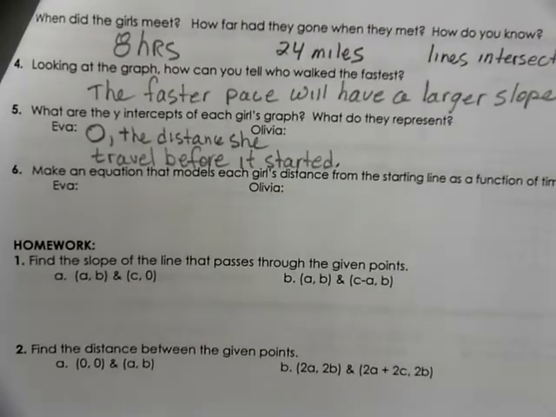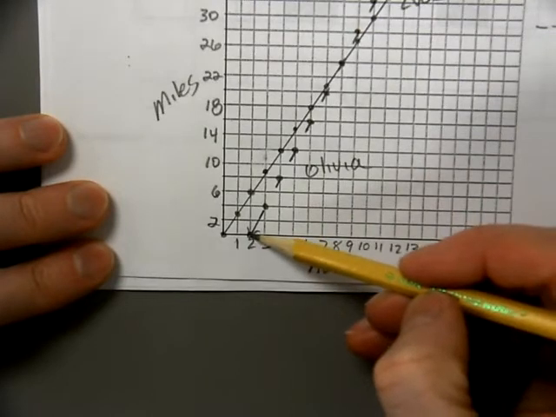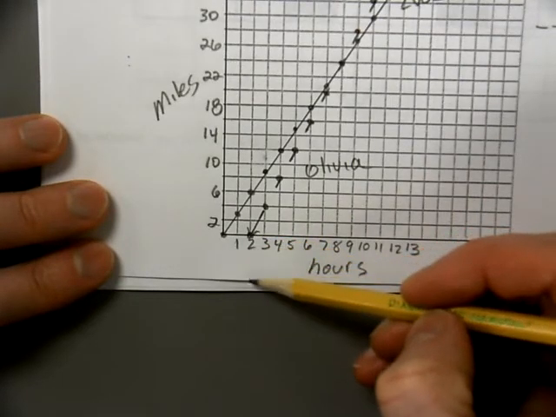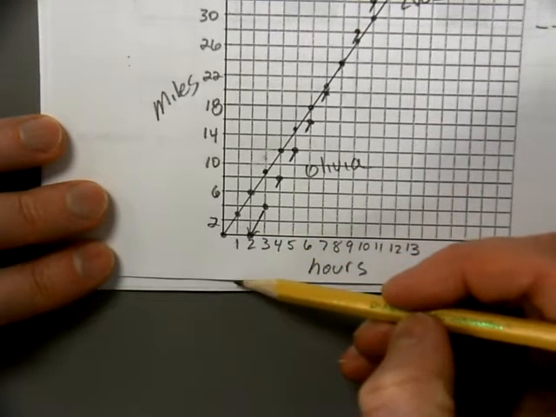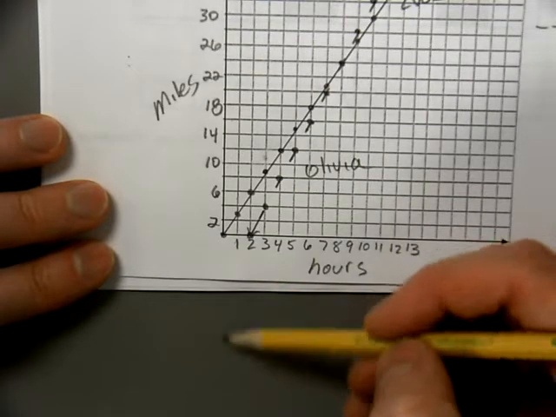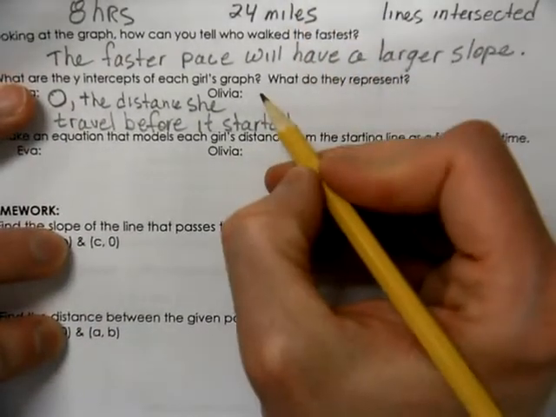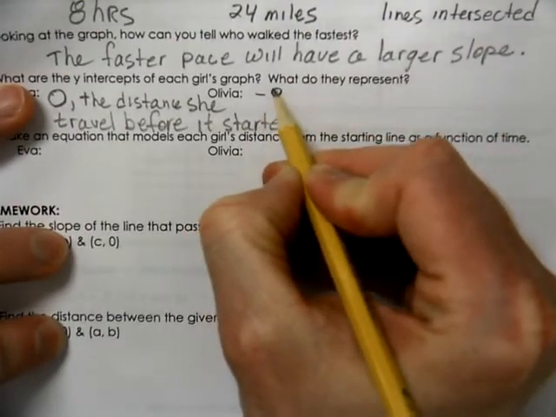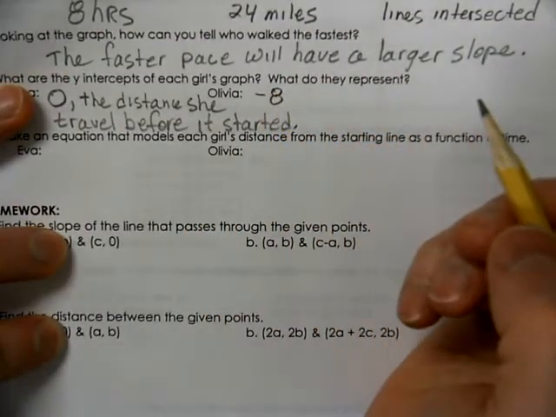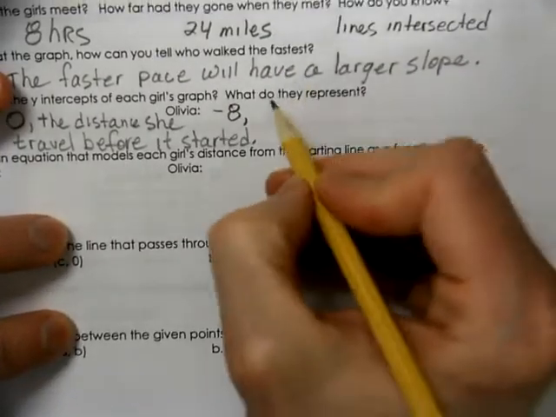Olivia's y-intercept, turn her graph over. Here we are at 2. We go down 4 and over 1, down 4 more and over 1. So that would be 8 down to get even with x equals 0. So Olivia's y-intercept would actually be 8, but the reason that was is that she started late.